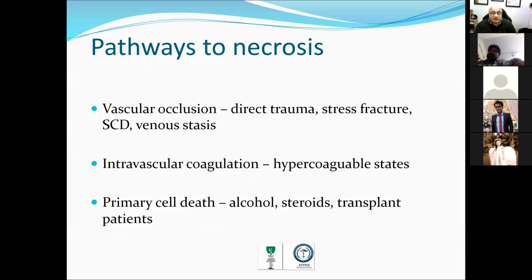Then you told me there were hypercoagulable states which cause it. And the commonest cause in this country is alcohol and steroids. I'm sure you have steroids also in your country as a problem for AVN. And in our part of the world, transplant patients are another major cause. They have a lot of steroids given to them to suppress immunity, and they have problems. Okay?